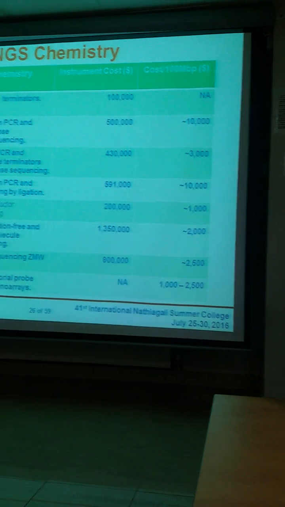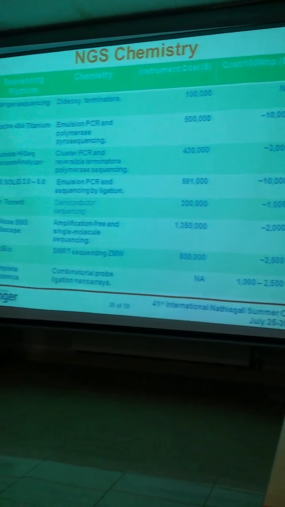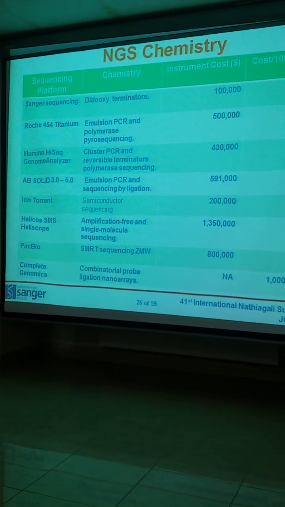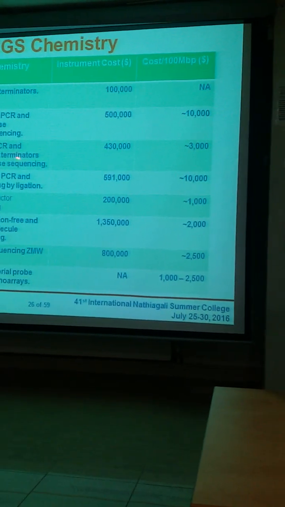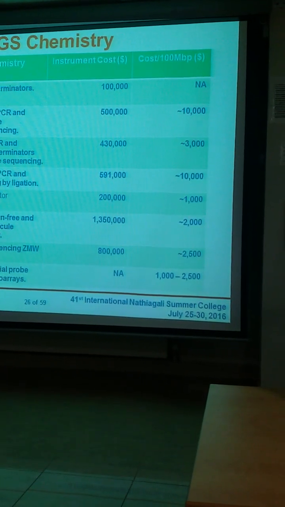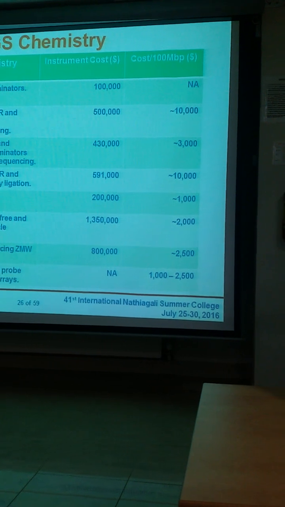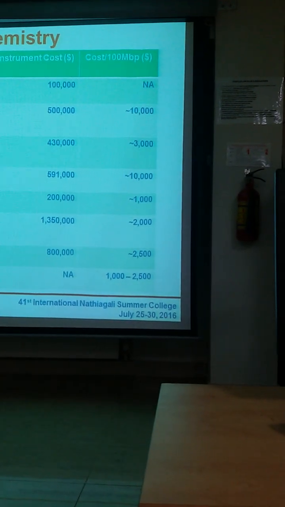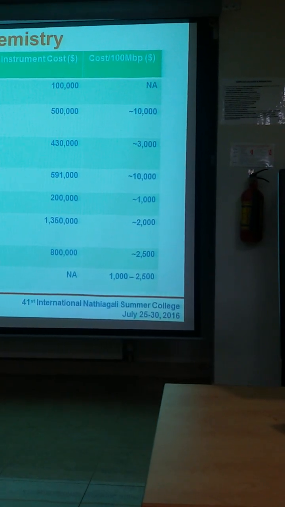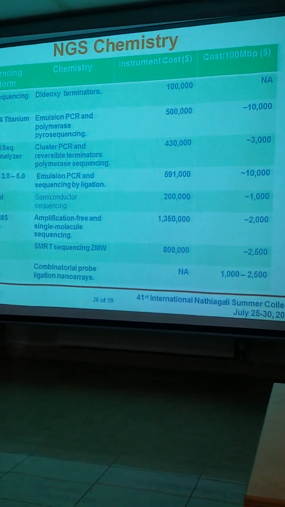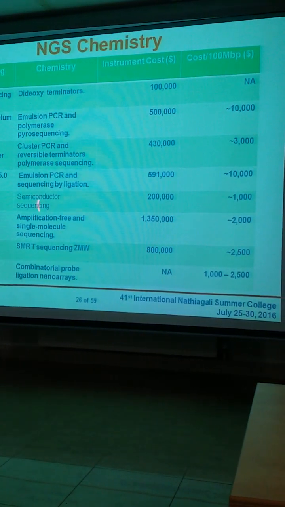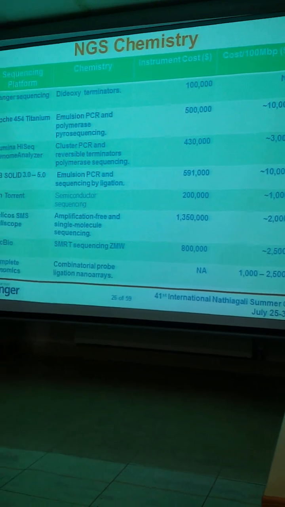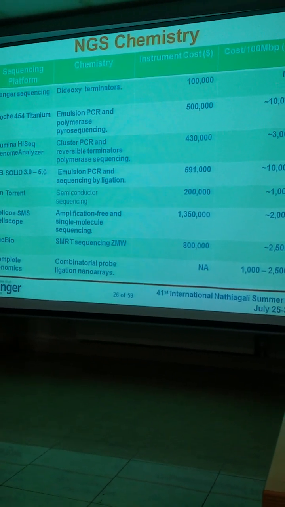The Roche 454 Titanium was based on emulsion PCR and polymerase pyrosequencing. The Illumina, I'll talk about in a bit more detail because this is currently what most people are using. I would just ignore ABI SOLiD. It's just there for historical purposes. Ion Torrent is more like a glorified pH meter. It also has a lot of errors, so it's good for certain targeted resequencing projects.